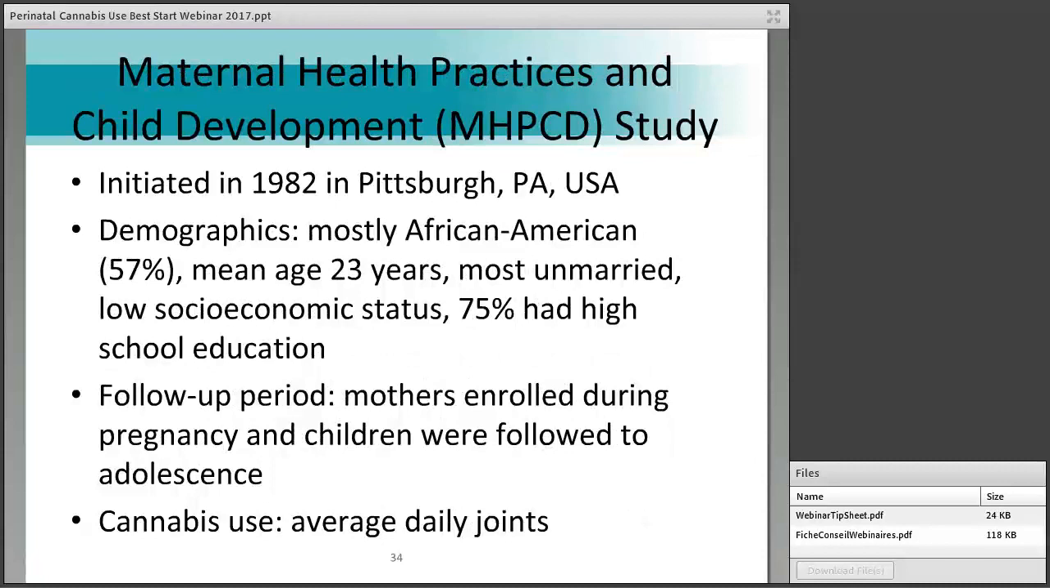The other study, called the Maternal Health Practices and Child Development Study, was initiated in Pittsburgh in 1982. They had a slightly different population of women they were following. They had mostly African American women who were younger, a mean age of 23, mostly unmarried, of low socioeconomic status, and most had only a high school education. They also followed these women during pregnancy, and then a certain percentage were followed long-term. They actually had 829 women that were initially selected, and 760 of these infants were then followed ongoingly. They defined cannabis exposure a little bit differently, looking at average daily joints instead of looking at the weekly amounts as in the OPPS study.